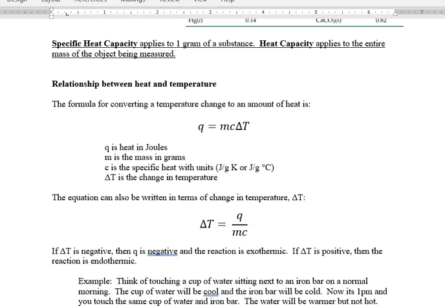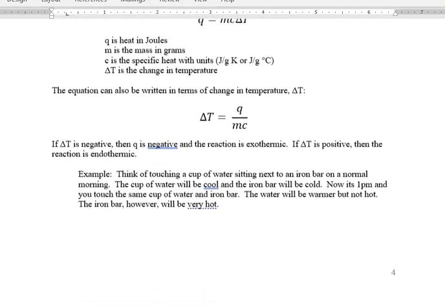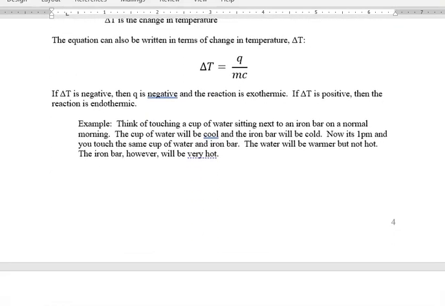The equation can be written in terms of delta T, so all you did is rearrange the equation. Sometimes you want to know the delta T for a given amount of heat. Okay, if delta T is negative, then Q is negative and the reaction is exothermic. That means heat is going out of the reaction. If delta T is positive, then the reaction is endothermic. Heat is going in. Okay, so example.